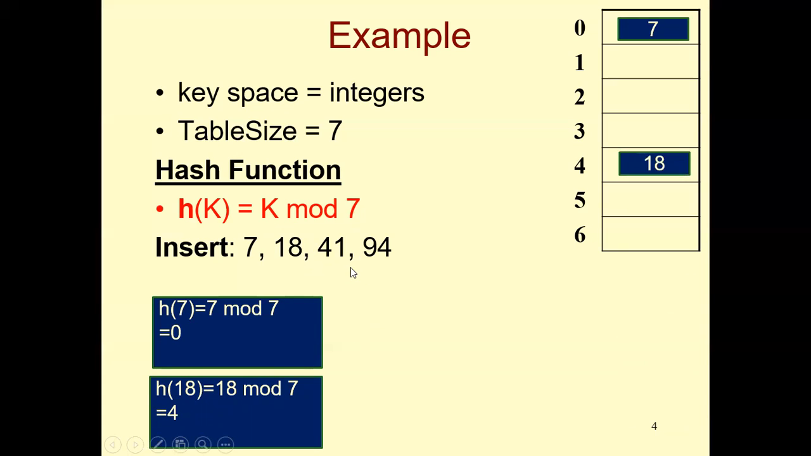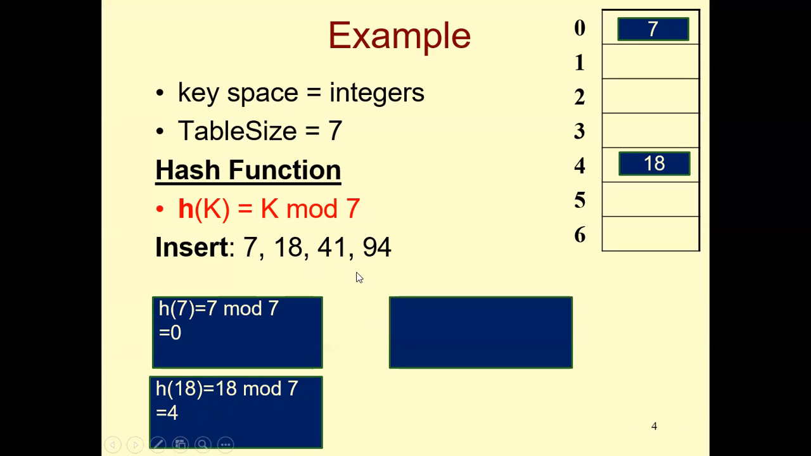Now let's look at 41. Where should we put 41? Again, we take 7 into 41. If you check correctly, you realize that 7 can go into 41 5 times. So what is the remainder? 5 sevens is 35, and 41 minus 35 is 6. So therefore 41 will go to index 6.